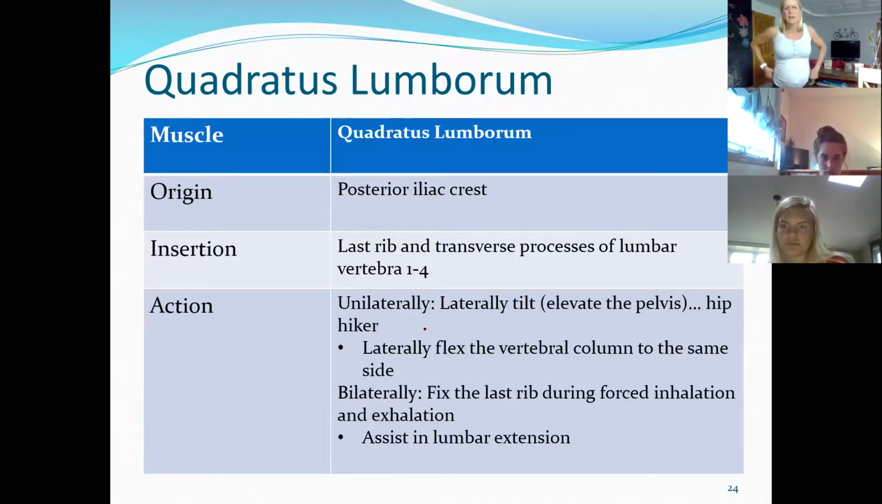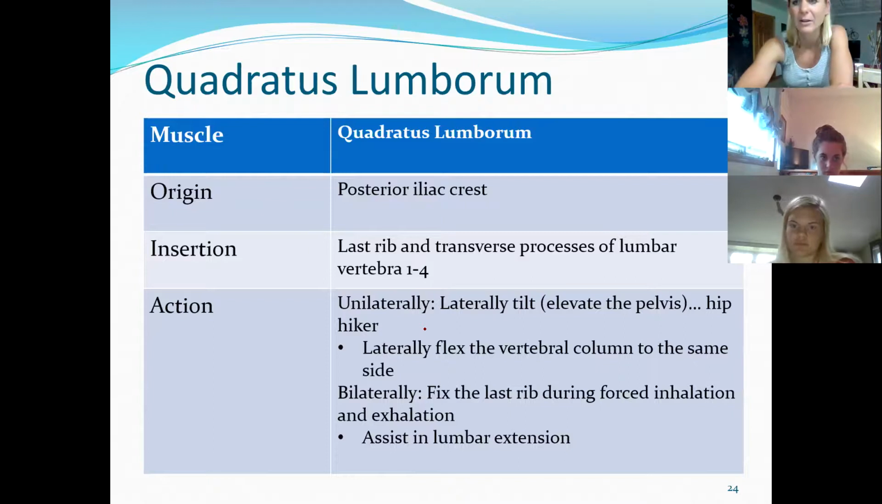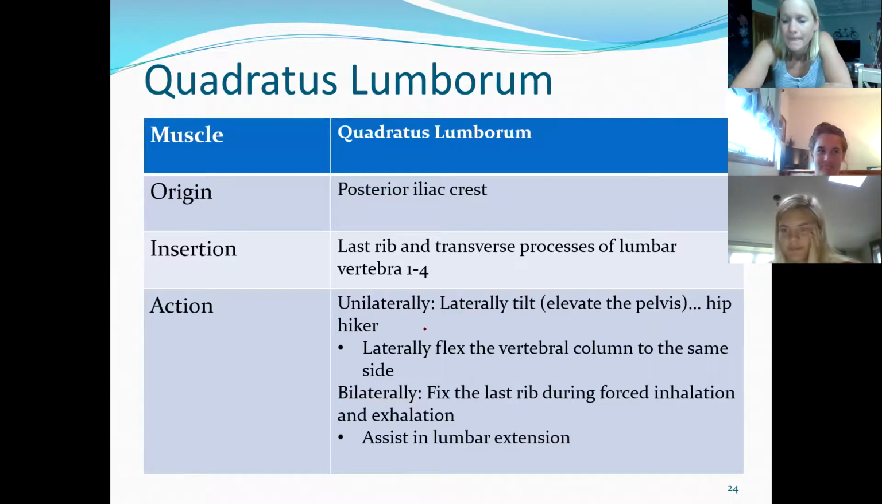Why would you ever want to do that? Why do you want to do a hip hiker or a lateral tilt? In what scenarios might that be important? Rock climbing. Sure, rock climbing, yeah. Anything else? Anything like daily living you can think of, where I might need to go like this?